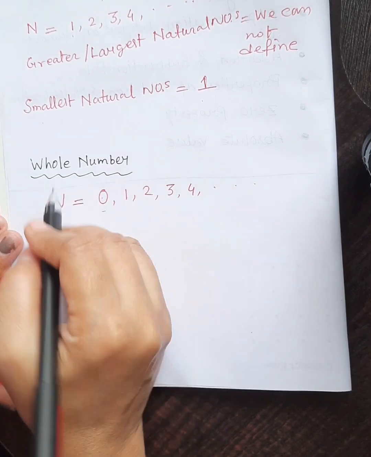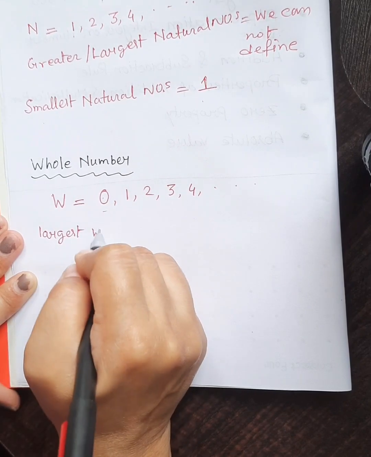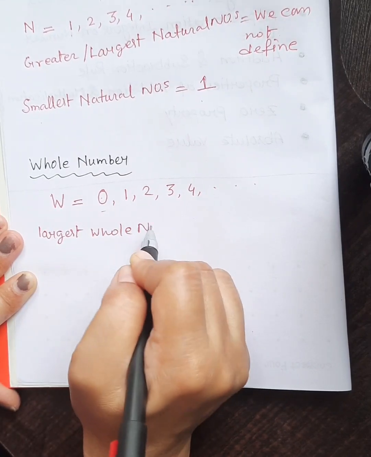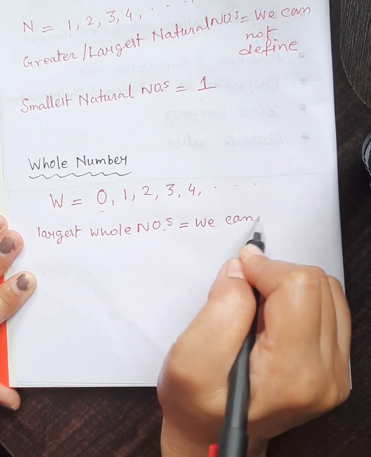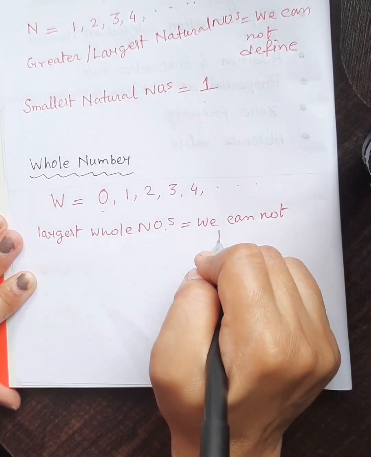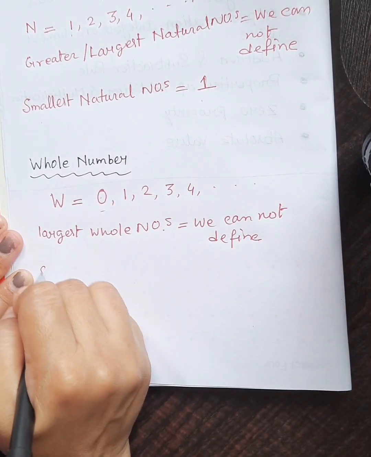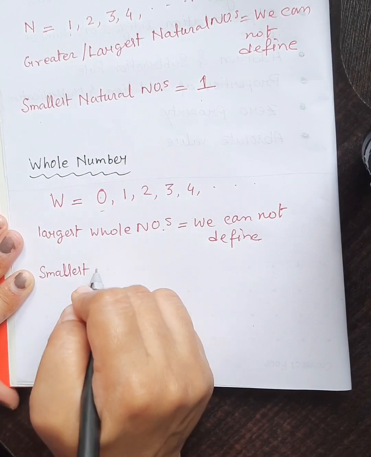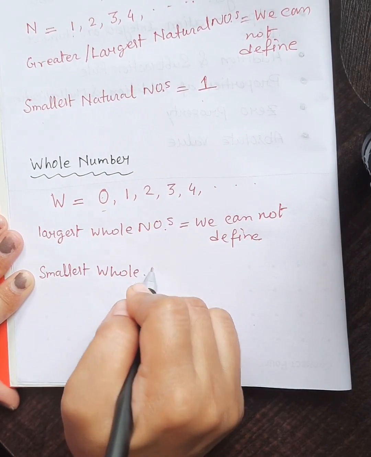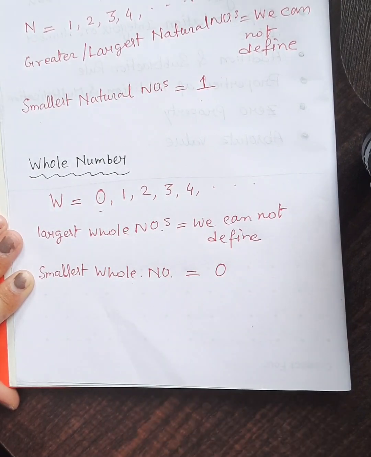And the question is, what is the smallest or least whole number? That is 0. That means the largest whole number we cannot define, and the smallest whole number is 0. Clear? Fine.